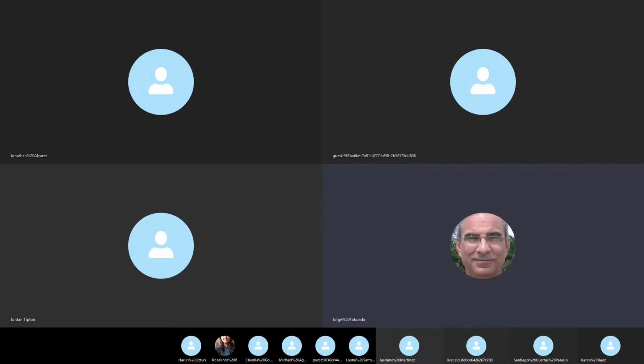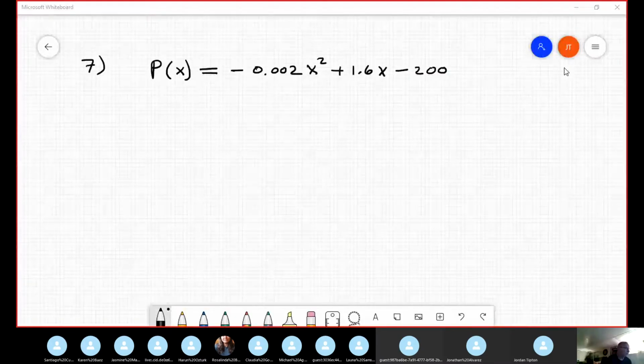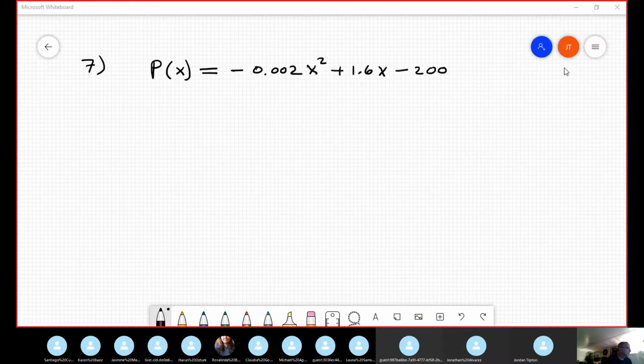Question 7, I want to read the review package. The profit is a function. The profit that the vendor makes per day by selling x bracelets is given by P of x. You immediately identify that the function is a quadratic function, a parabola. I need to find the number of bracelets that maximize the profit.